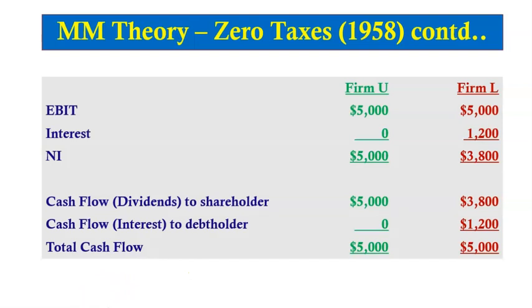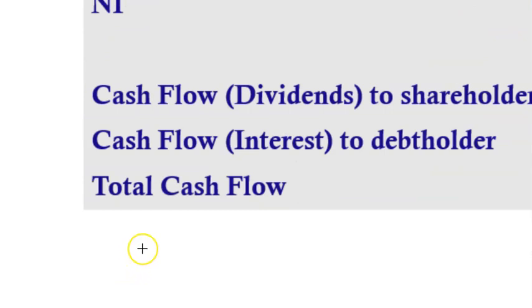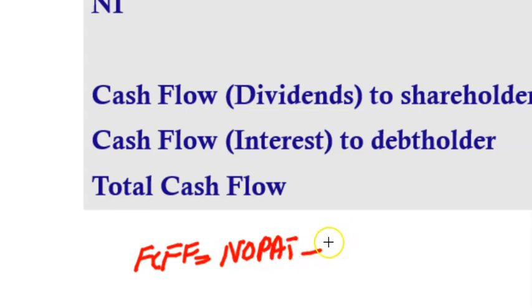Mathematically, the free cash flow to the firm formula is given as: free cash flow to the firm is equal to NOPAT minus net investment in fixed assets minus net investment in working capital.